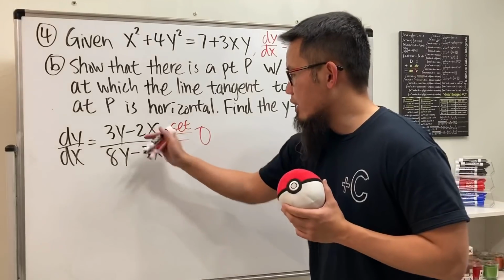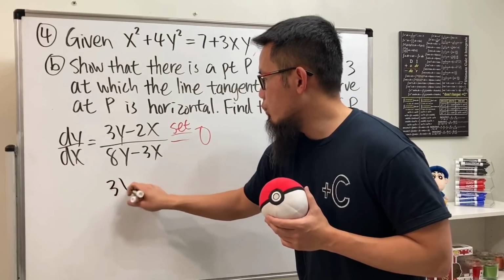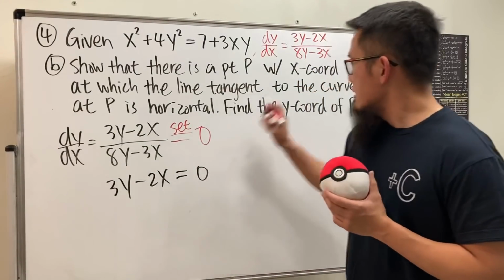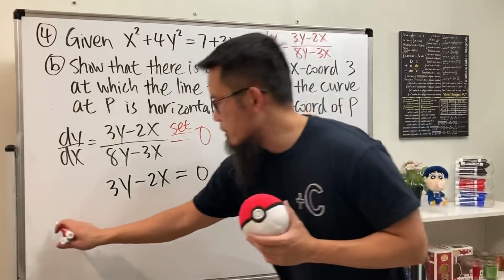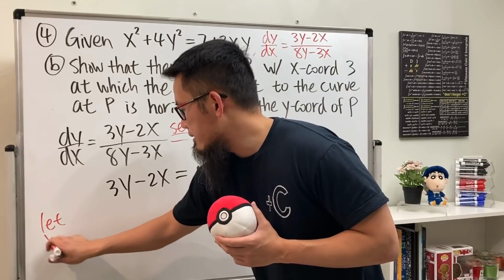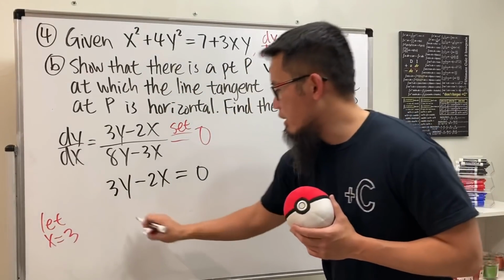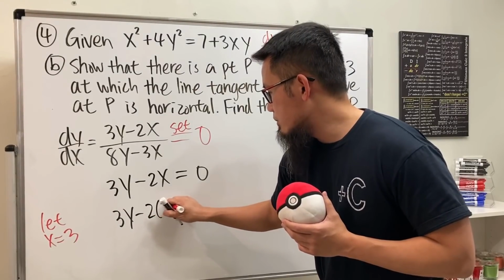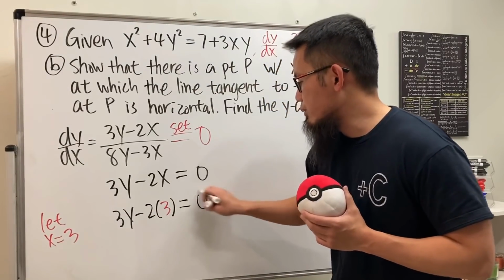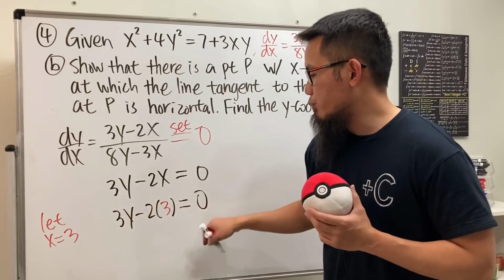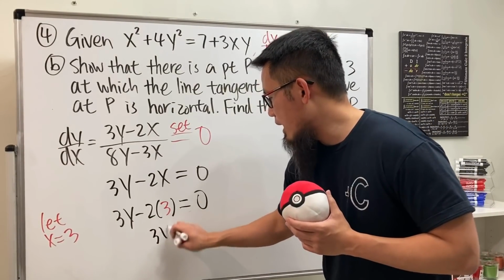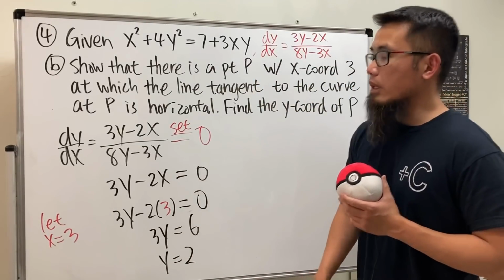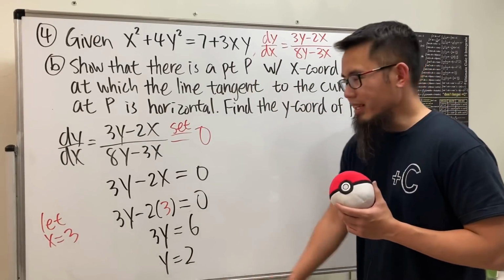So this right here tells us we just have to set 3y minus 2x is equal to 0, and it says x is equal to 3. So let me just say let x equal to 3, plug into here, we get 3y minus 2 times 3, and that's equal to 0. And of course that's 6, we can just bring that to the other side, so we get 3y is equal to 6, and we can see that y is equal to 2. So in fact, that's pretty much it.